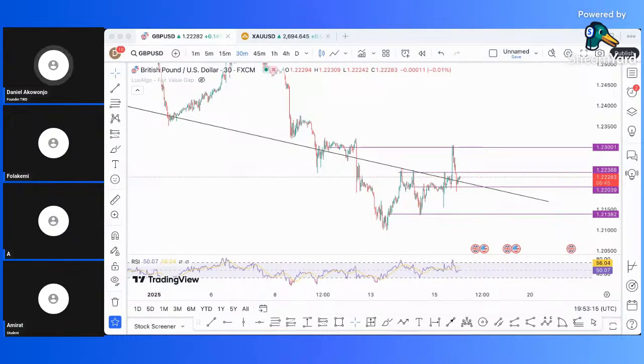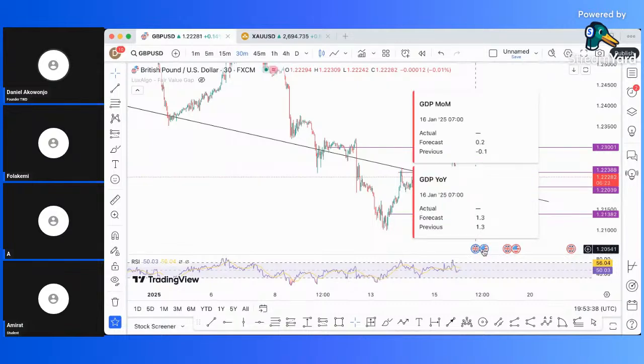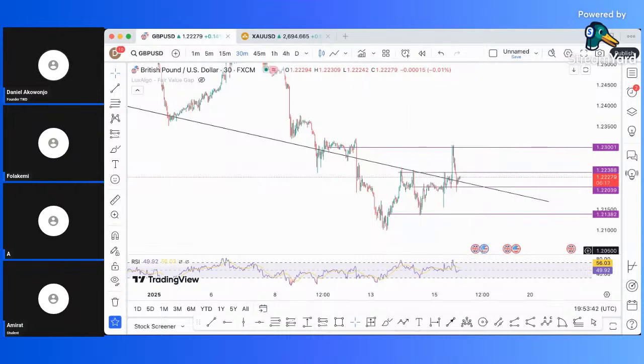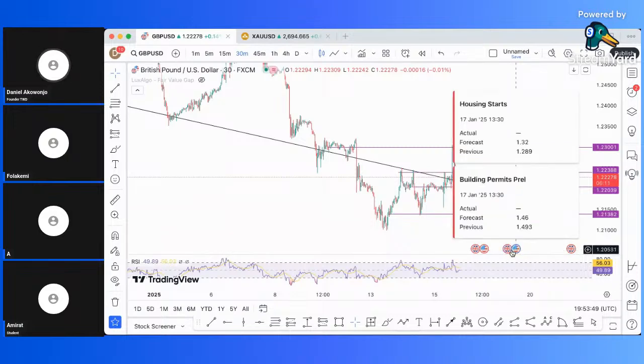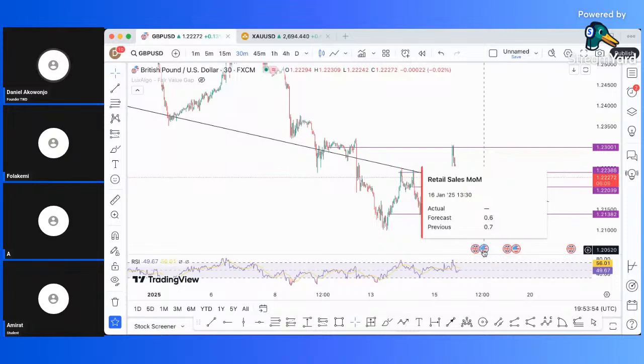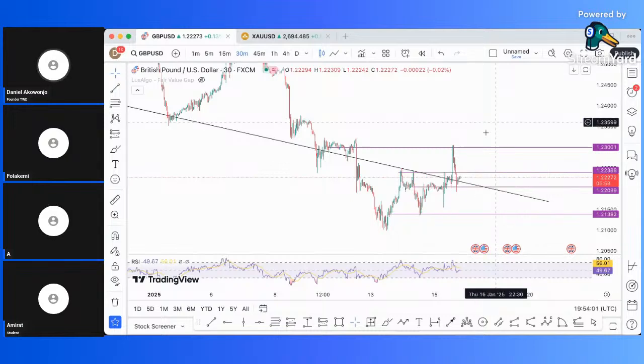Before we go, I also want to show you something here on TradingView. I think we have some news tomorrow. We have GDP, month on month, year on year, and so on. These are actually advanced stuff. Retail sales, month on month. So you might want to watch out for all this, building permits and so on. This particular one will happen around 16 January, 1:30. That's 2:30 Nigerian time. That's for GBP USD trade.